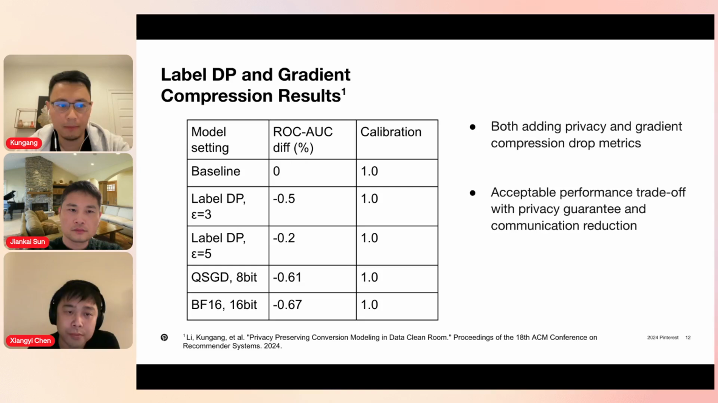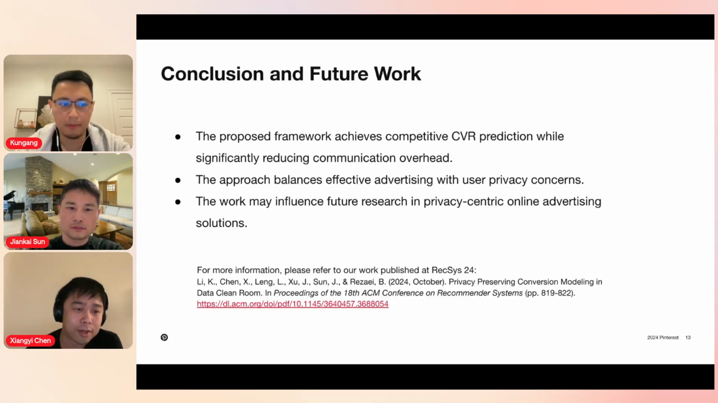Here shows the label DP and gradient compression result. As expected, these techniques will reduce the model performance because they are a trade-off between privacy and the communication. But as we can see from this page, all these reductions are less than 1%. If we combine them together, we still get more than 2% gains on the advertiser's performance if we do the math. Next, I'll hand over back to Kungang for the conclusion and future work.